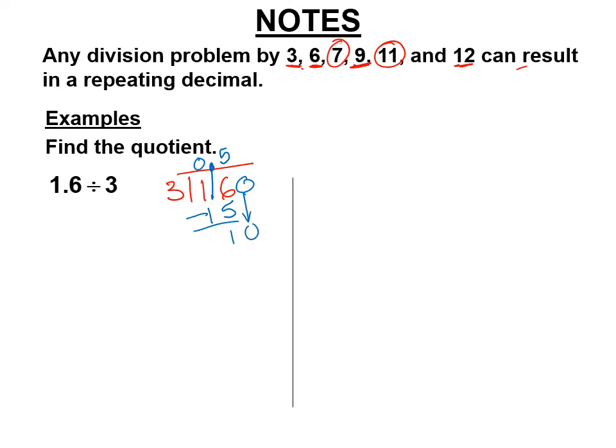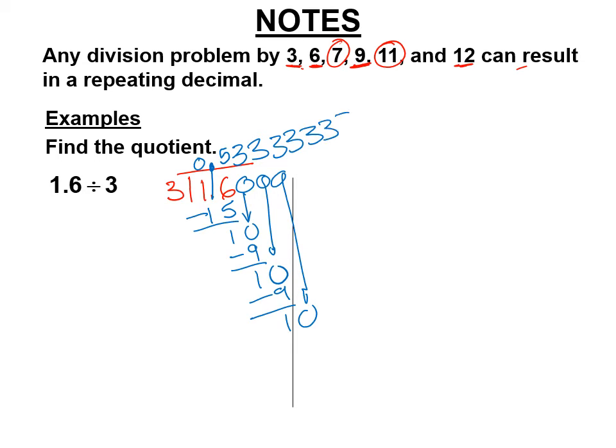3 into 10 goes 3 times. 3 times 3 is 9. Remainder 1. Bring down a 0. 3 into 10. 3 times. 3 times 3 is 9. Remainder 1. Bring down a 0. 3 into 10. And you hopefully can see that this 3 is going to go on forever. Now, we don't have to write 3 forever.